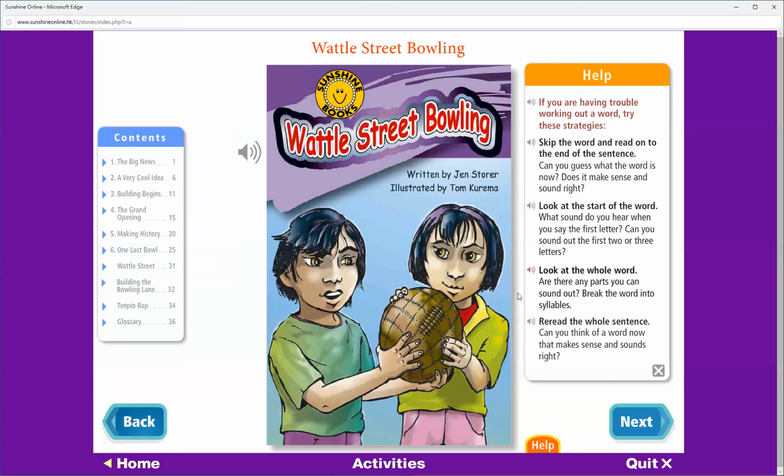Look at the whole word. Are there any parts you can sound out? Break the word into syllables. Reread the whole sentence. Can you think of a word now that makes sense and sounds right?